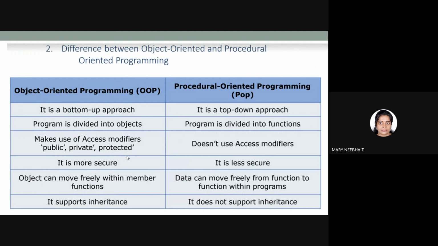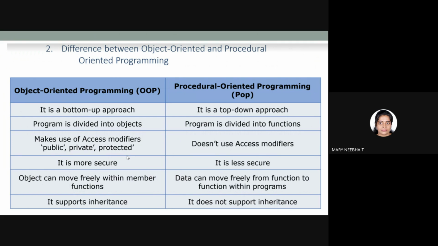Object oriented approach is always a bottom up approach. That means we define it, keep it in some modules, and we can access it from anywhere. But procedural oriented programming means a top down approach. We have to come from the top and go step by step.